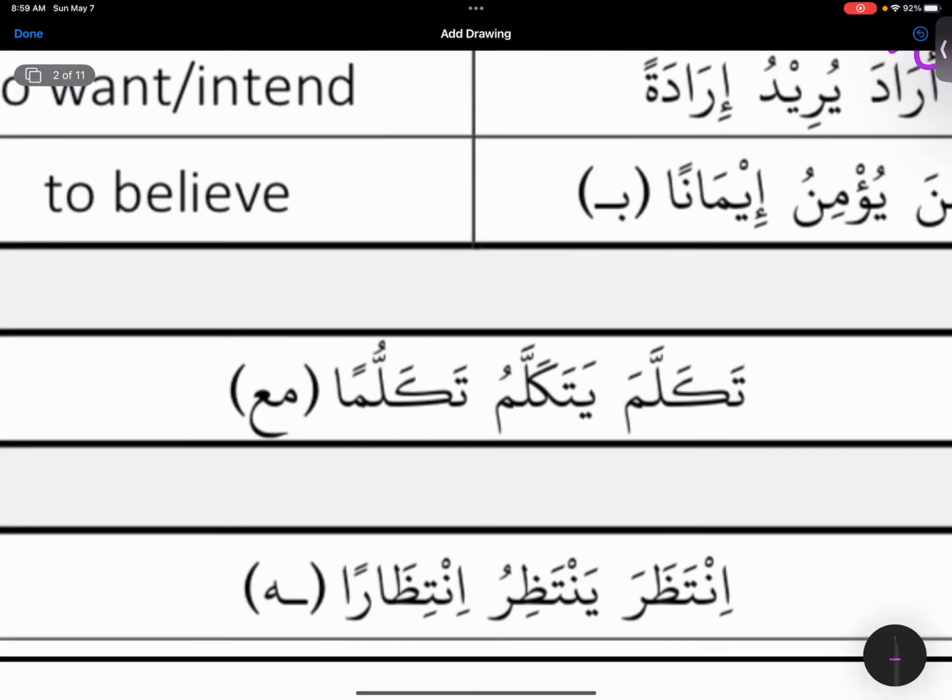Then we have Intazara Yantaziru. So what are the root letters here? The root letters are noon, zaa and ra. And what is extra? This ta and alif, and this is Iqtaraba family. But ta is not one of the weak letters, right? Alif, waw, and ya are the three weak letters. Ta is a sound letter. So this is Iqtaraba. Weak letters are only alif, waw, and ya. Only these are considered root weak letters. So Intazara becomes Yantaziru and then Intizaran.